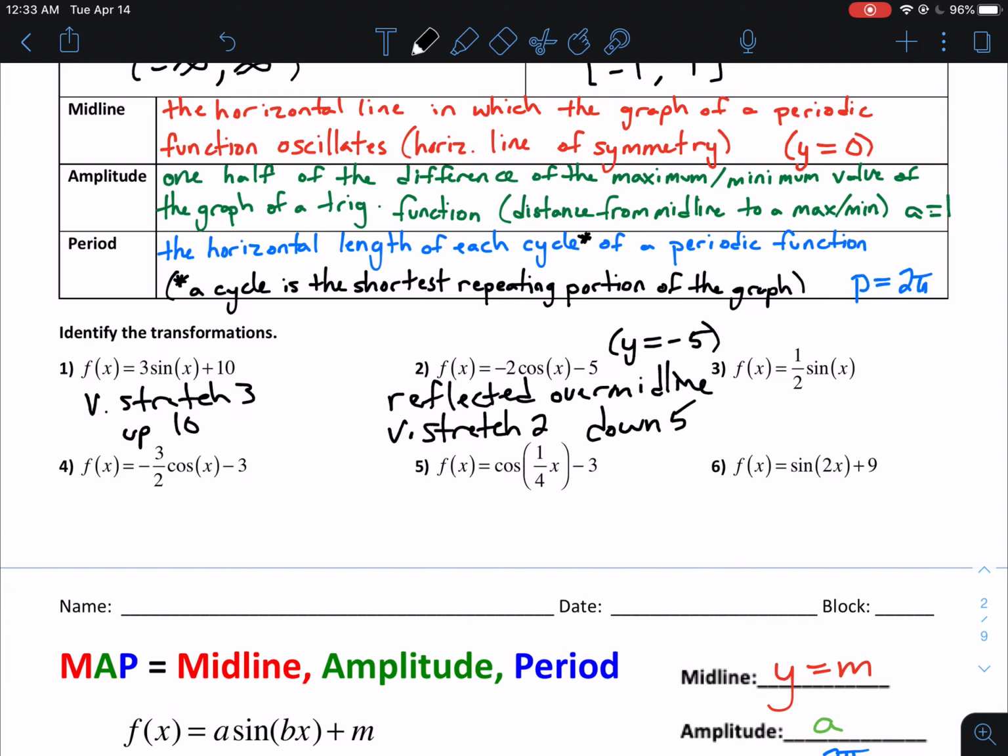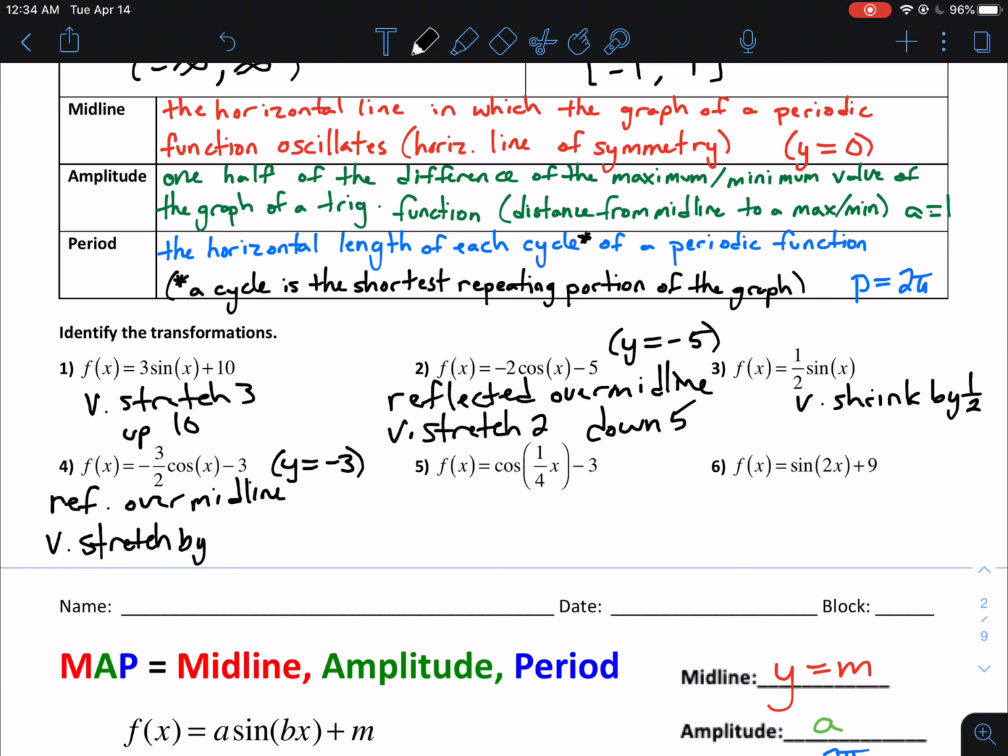And we'll talk a little bit more in just a little bit about how I knew that that midline was at y equals negative 5. Number 3 should have been pretty straightforward. This is just a vertical shrink by 1/2. On number 4, we've got kind of 3 different transformations, very similar to number 2. We were going to be reflected over our midline, which again is going to be different from the x-axis. This time our midline was y equals negative 3. So again, I'll share with you how I knew that in just a little bit. The next thing is that we did have a vertical stretch, and that was by 3/2. And lastly, we were shifted down by 3.